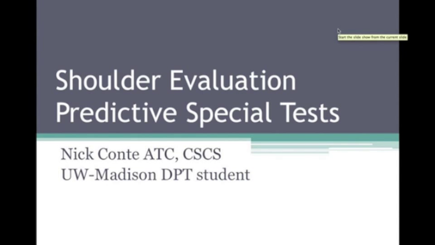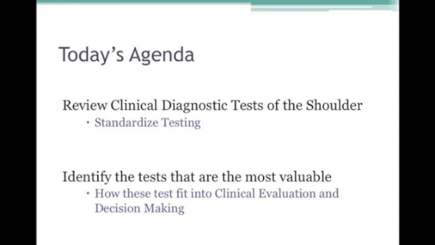This video is about shoulder evaluation using special tests to go along with your subjective and objective observation and palpation for making a rough diagnosis on what tissue is pathological. The goal of this presentation is to review clinical diagnostic tests of the shoulder, how to do them correctly according to the literature, and how to put them together into your clinical decision making.